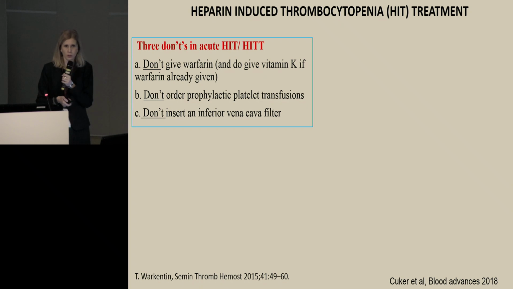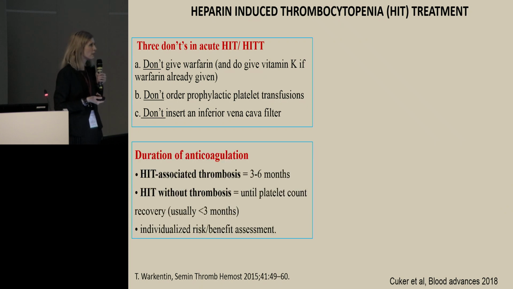What we don't have to do in HIT, we have three major don'ts. We do not give warfarin from the beginning. And if the patients already come on warfarin, we stop it, we give vitamin K, and we forget about warfarin for the acute phase of HIT. We don't give prophylactic platelet transfusion because this is a mainly prothrombotic disease. Even if the patients have low platelet counts, we don't give prophylactic platelet transfusion, only in case of bleeding. We don't insert an inferior vena cava filter because it will lead to limb necrosis, thrombosis, and patients will lose the limb.